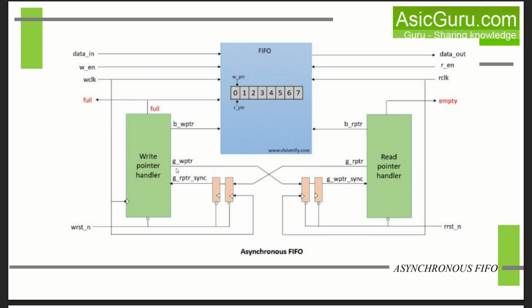Now, here in the write pointer handler we have the write pointer and the read pointer. By comparing them, we detect the full flag. And in the read pointer handler, we have the read pointer as well as the write pointer. We will compare them and detect the empty condition. This is the actual diagram.